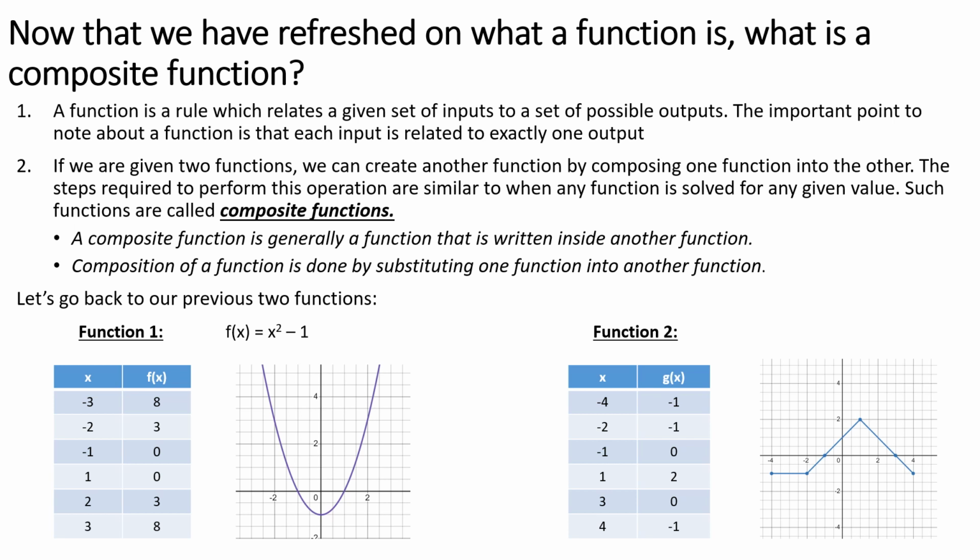Now, what's a composite function? We've already determined what a function is, but what is a composite function? A composite function is also known as a nested function. It's a function within a function. Let's go back to our previous two functions. This first one, f of x is x squared minus 1, a parabola. And this is a simple line function for the second function.